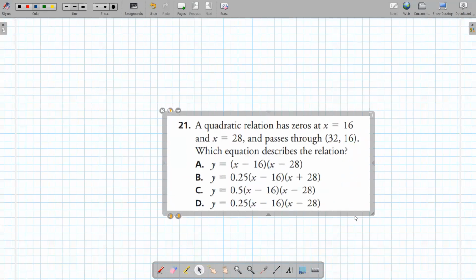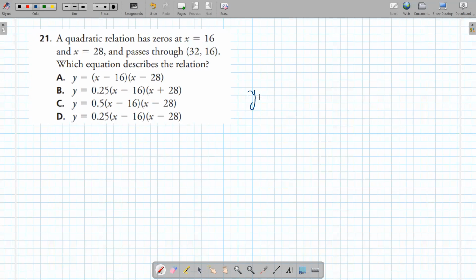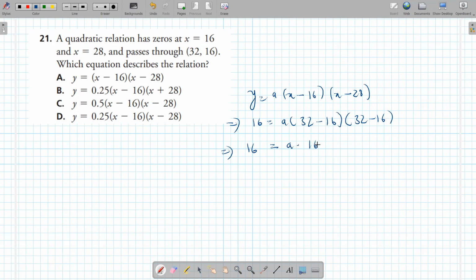Very similar question here. They've given us the two x-intercepts, so straight up let's plug them in. X minus 16, x minus 28. And it goes through 32, 16. So the y value is 16 when the x value is 32. So it's 16 equals a times 16. This should have been 28. A times 16 times 4. So 16 and 16 cancel out. A is 1 over 4.